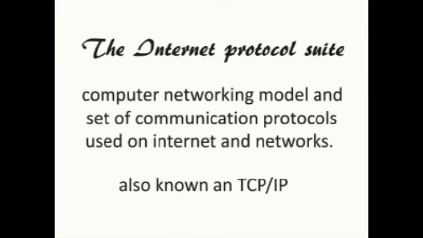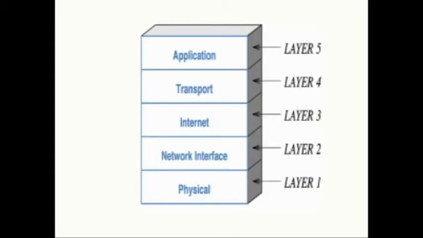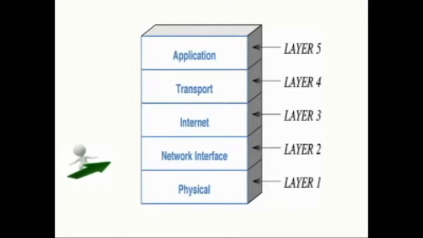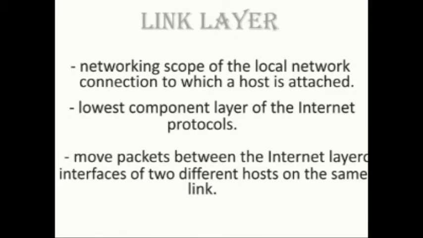The next Internetworking model is the Internet Protocol Suite, which is also known as the TCP/IP network. It has 5 layers. The physical or the abstraction layer. TCP uses encapsulation to provide abstraction of protocols and services.